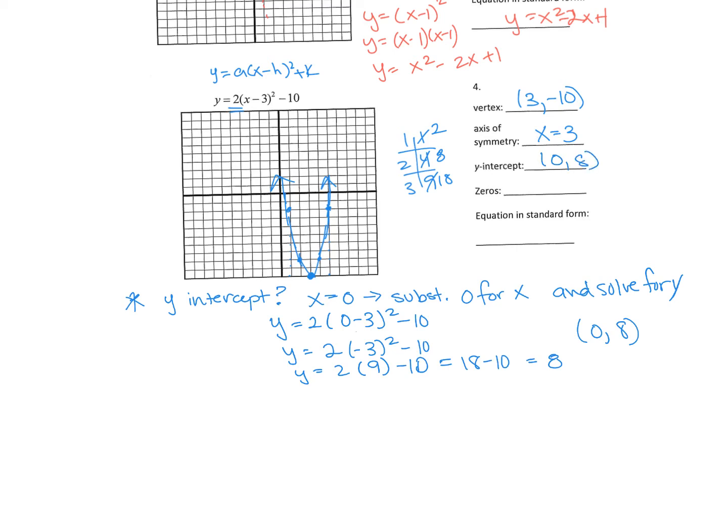So up here at 1, 2, 3, 4, 5, 6, 7, 8, this is where my graph would actually cross the y-axis if I had counted carefully.